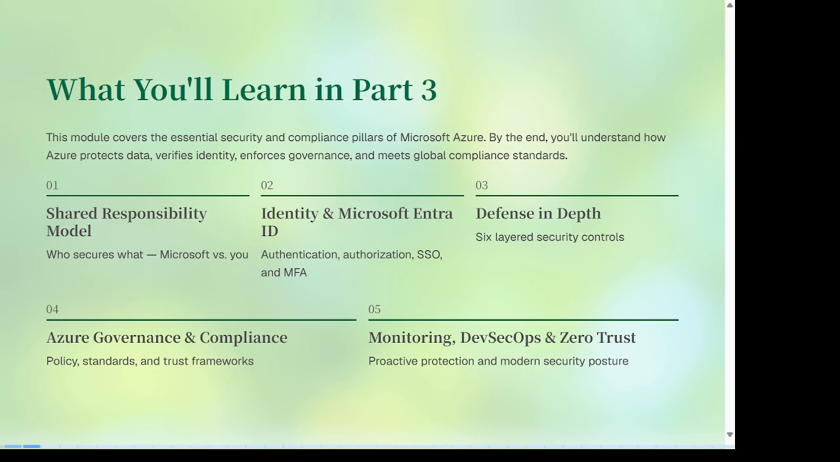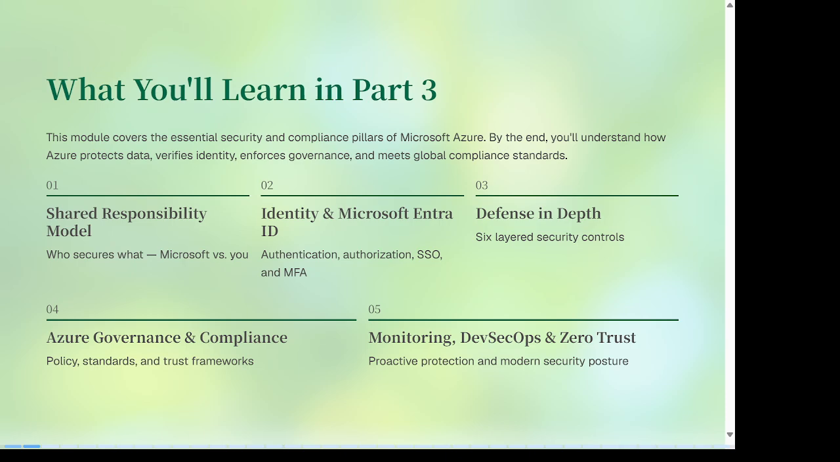After that, we will look at Azure governance and compliance. You will learn how organizations enforce security policies, organize resources, maintain compliance with industry regulations, and manage large Azure environments consistently.